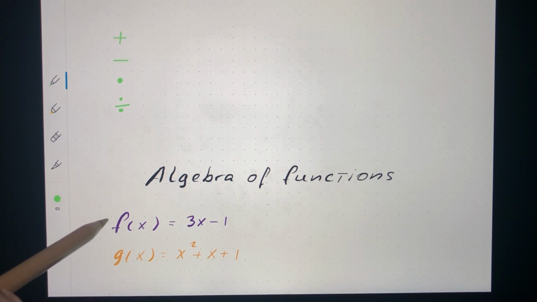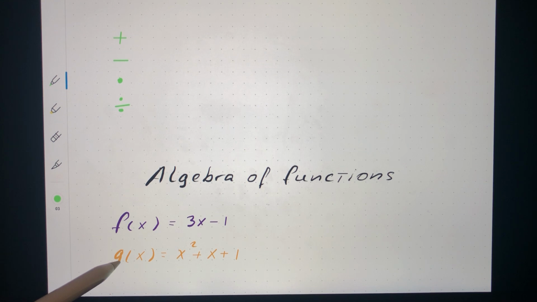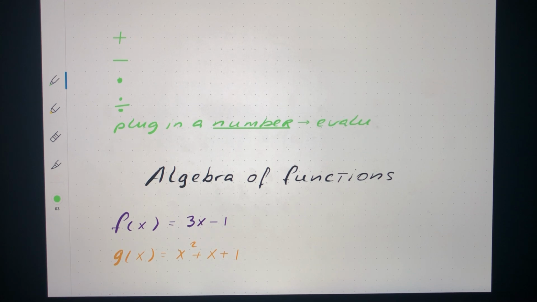But when we deal with functions as opposed to numbers, we have two more things that we can also do. We can also plug in a number into a function. And if we plug in a number, that is called evaluate a function, because we are looking for the value of that function. We can also plug in a function inside a function. And if we do that, that is called function composition.